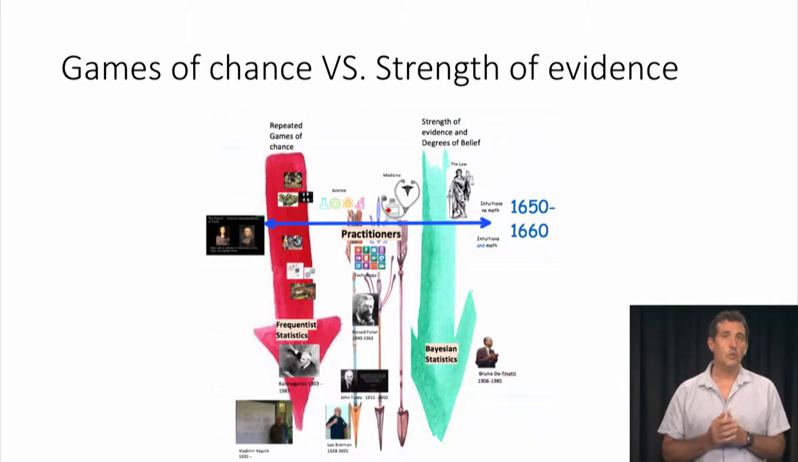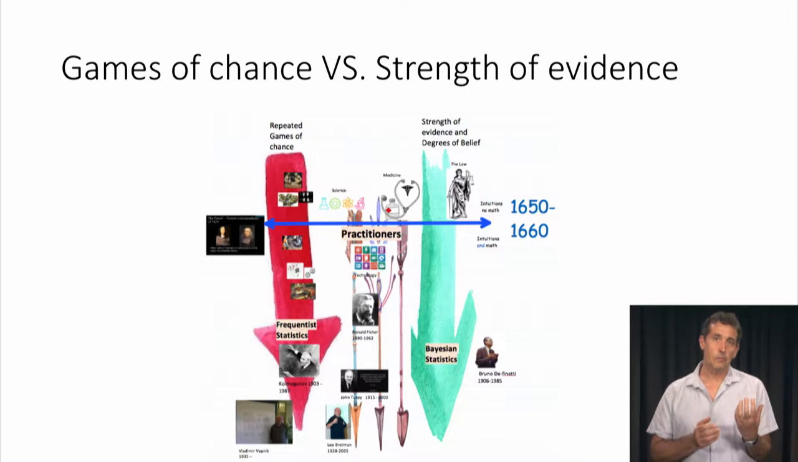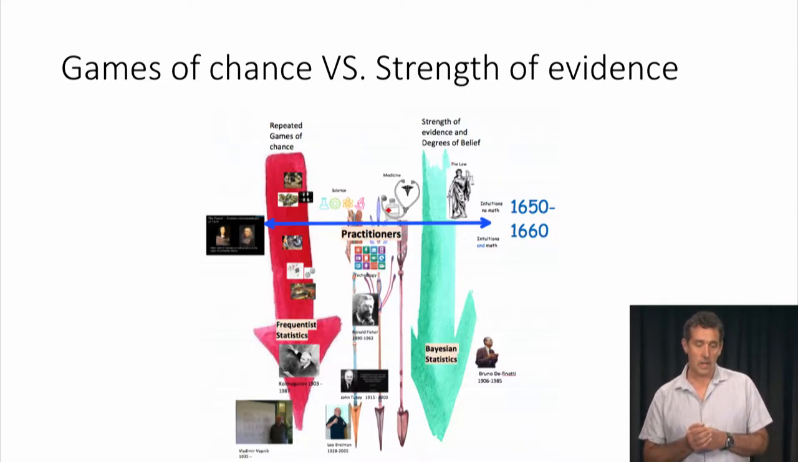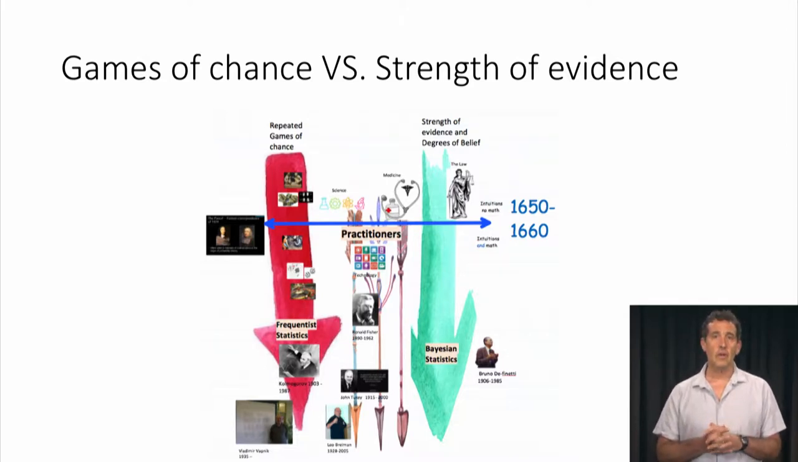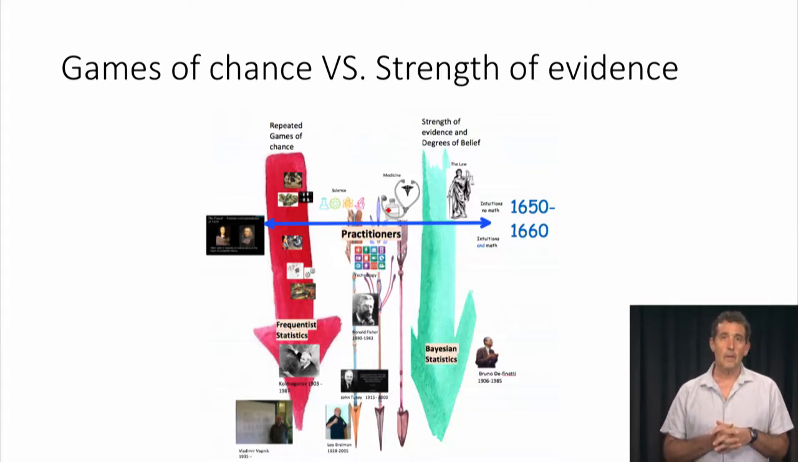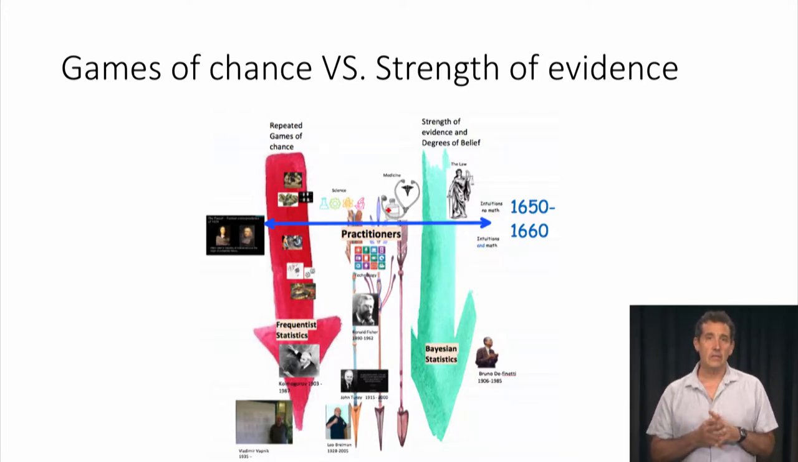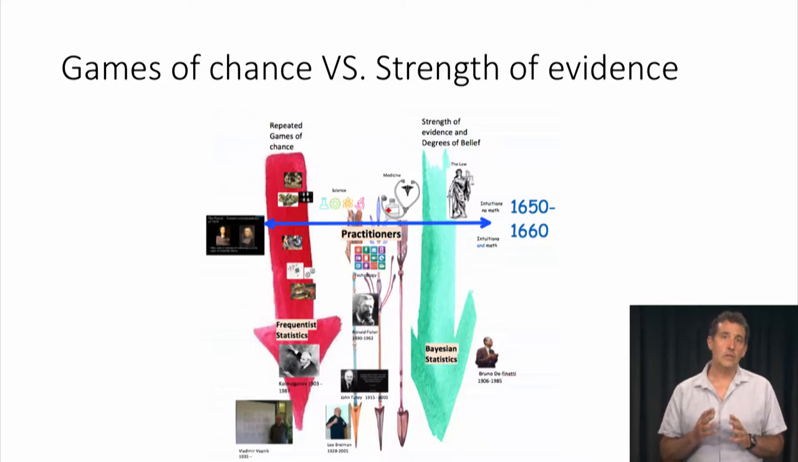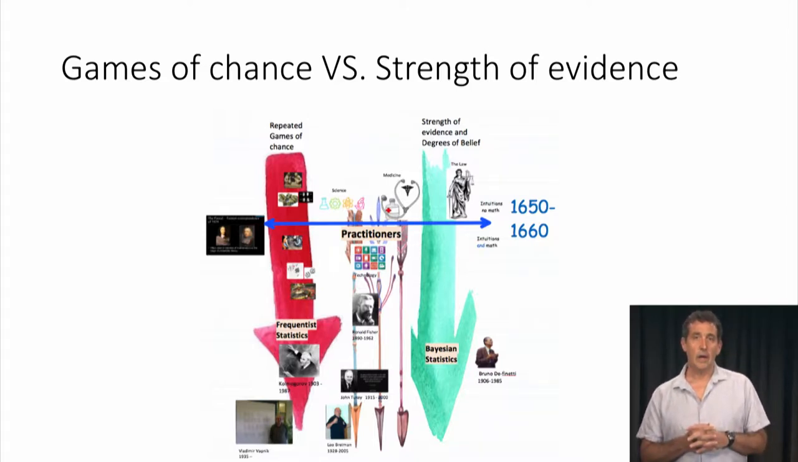But the types of questions that have been asked fall into two groups in general. One is repeated games of chance, and the other is strength of evidence and degrees of belief. Okay, so this is a kind of diagram that shows many of the things that happened during history in these two threads. And we're going to look at this diagram more in a future video. But now we're going to just start looking at some of the major components. And to remind you again, there is a red component, which is games of chance, and there is this blue component, which is about degrees of belief.